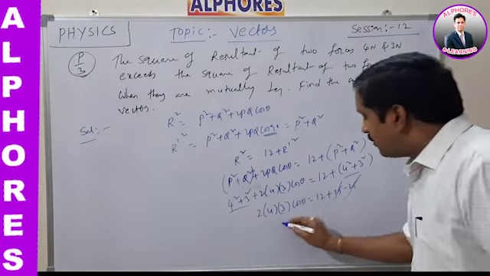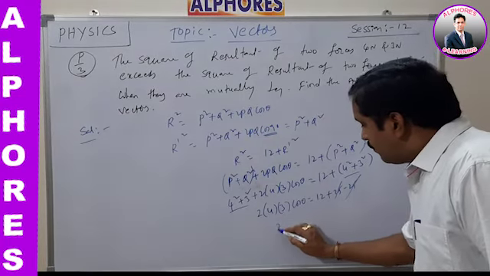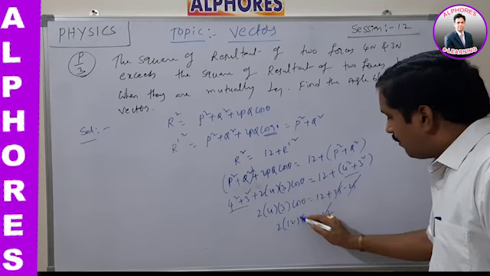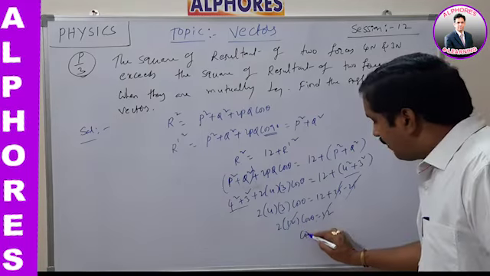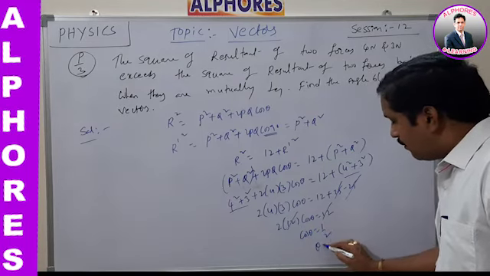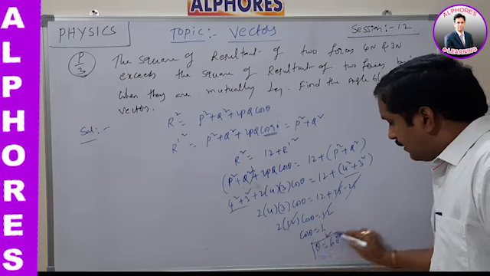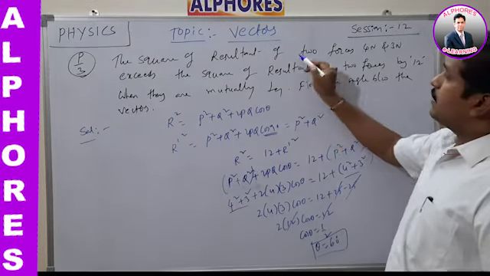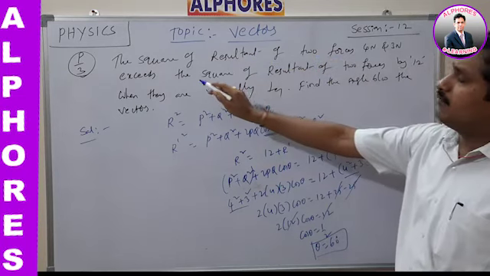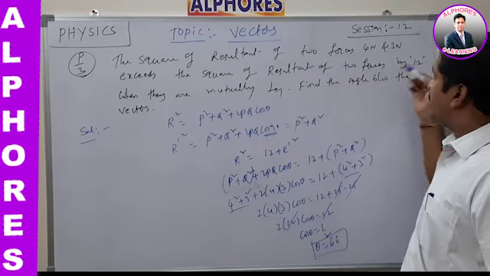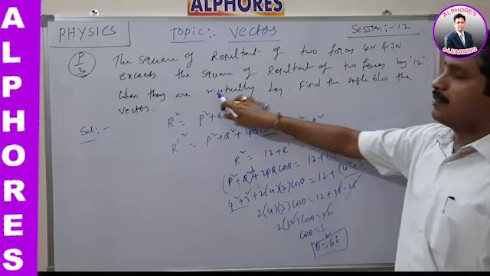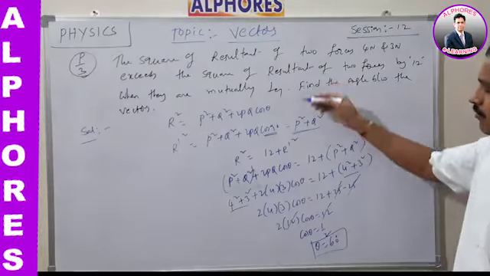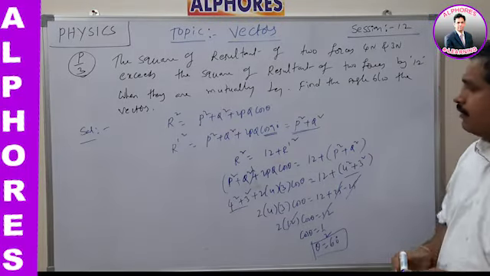Now 2 into 4 into 3 is 24, into cos theta, which is equal to 12. 12 gets cancelled on both sides, so cos theta is equal to 1 by 2. Therefore theta is 60 degrees. According to the given condition, the square of the resultant of two forces 4 newtons and 3 newtons exceeds the square of the resultant of two forces by 12 when the forces are mutually perpendicular. Mutually perpendicular means the value here is P square plus Q square only. So we can solve this question very easily according to this process.